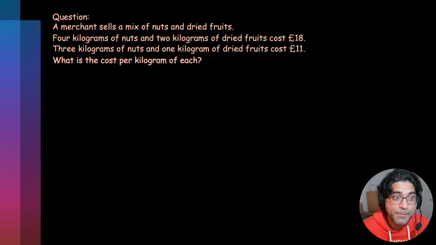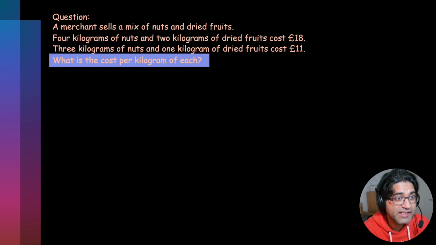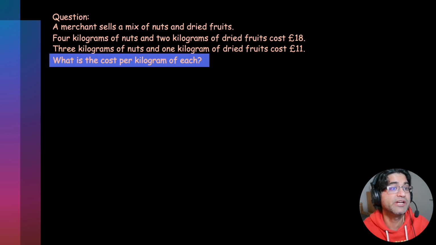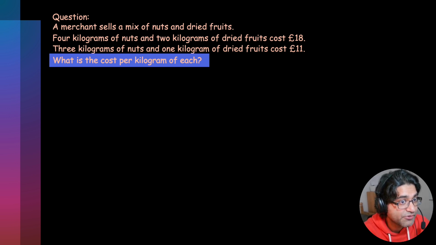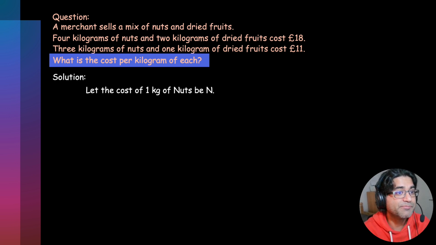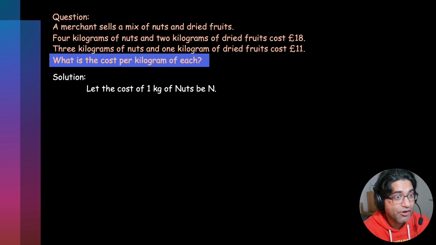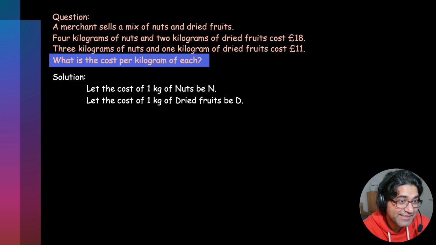What is the cost per kilogram of each? So read carefully. What is the cost per kilogram of each? Per kilogram is 1 kilogram. Each is nut and dry fruit. So 1 kg of nut and 1 kg of dried fruit, which is why I will start my solution as: let the cost of 1 kilogram of nuts be n. And for nuts, you can choose x or y that we generally choose in algebra. Similarly, let the cost of 1 kg of dried fruits be d.